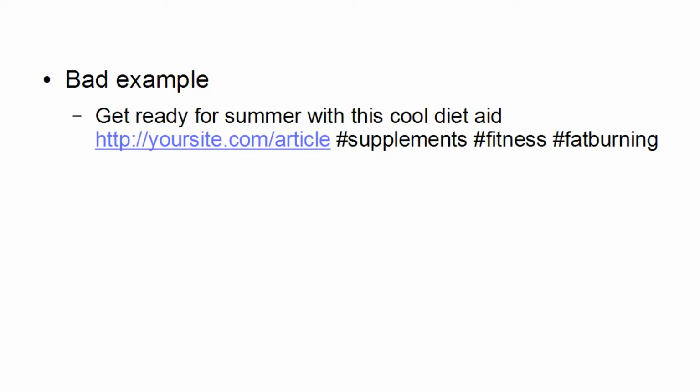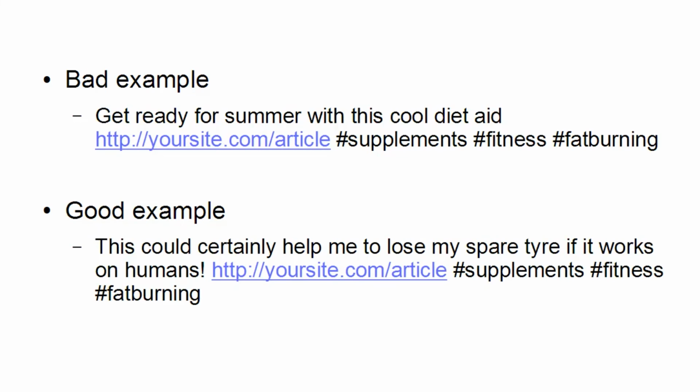So how can you change that? Well, let's take a look at this other example here. You could tweet something like, "This could certainly help me lose my spare tire if this works on humans." And then the URL, #supplements, #fitness, #fat burning. Well, that invokes people's curiosity. People are going to think, if what works on humans? And they might be more inclined to click the article link just out of curiosity, and then they can read the article, and it should be an informative article, not a sales page, and then they may well buy the affiliate product.